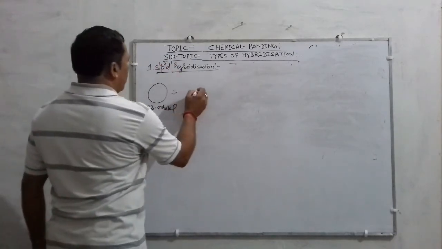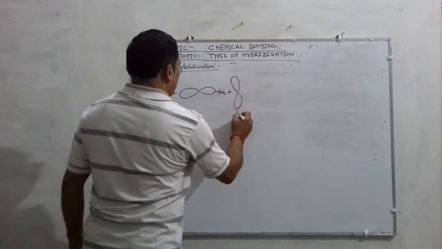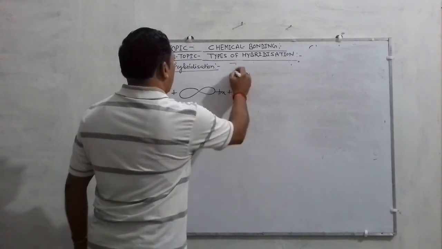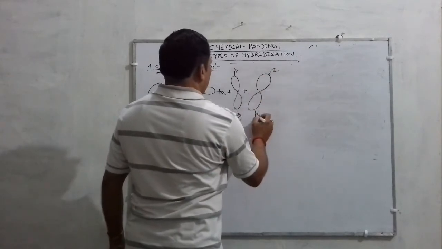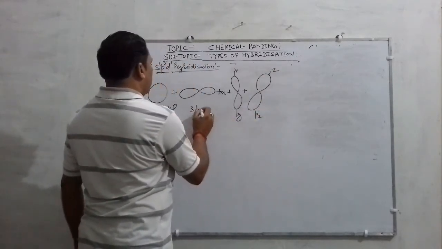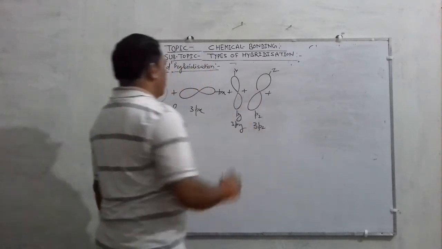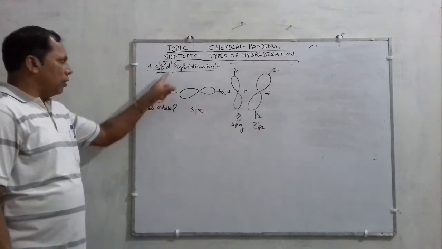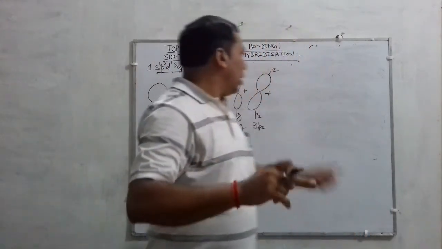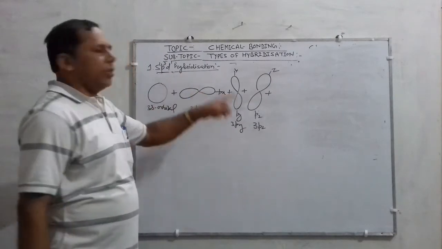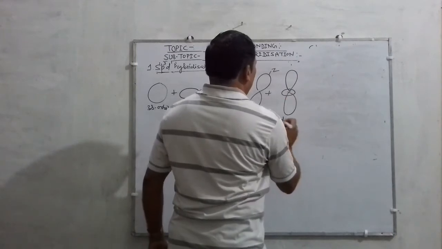For example, this can be represented as follows. This is suppose your s orbital, that is the 3s orbital, and 3p orbitals will take part. This is suppose px, this is py, and this is pz. So this is the 3px orbital, this is the 3py orbital, and this is the 3pz orbital, and then the d orbital which takes part in this hybridization. Among the d orbitals, the dz square orbital takes part in sp3d hybridization.